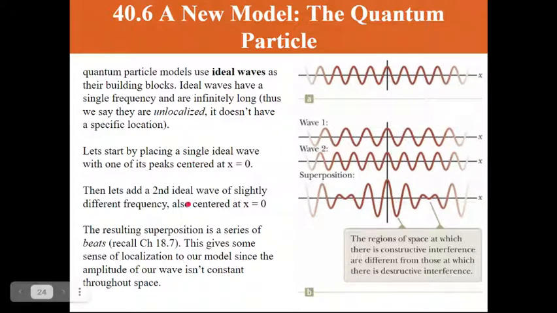So to start off with our quantum particle model, we'll begin with just a single wave, the most basic perfect wave we can find, like the one shown here, that just has one wavelength. It just exists everywhere in space. It's not bound by anything. So this is not like a wave on a string. This is just a wave that's being emitted through all of space. That's why it's an ideal wave. It's not realistic, but it's the foundation of the model.